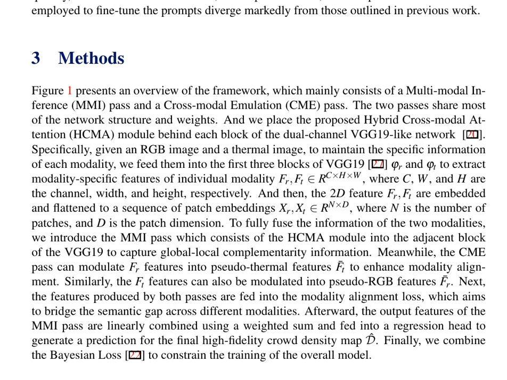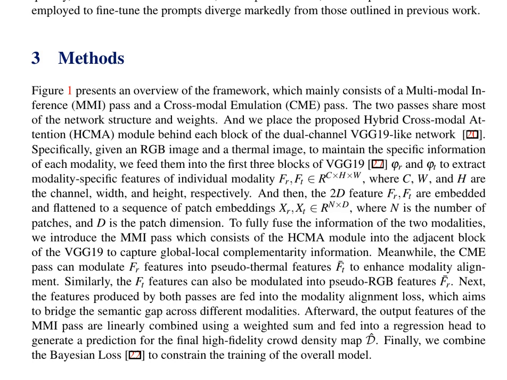The hybrid cross-modal attention (HCMA) module is placed behind each block of the dual-channel VGG19-like network. The framework takes an RGB image and a thermal image as input, feeding them into the first 3 blocks of VGG19 to extract modality-specific features. These features are then embedded and flattened to a sequence of patch embeddings. The MMI pass, which includes the HCMA module, is used to capture global local complementarity information. Meanwhile, the CME pass modulates features from one modality into pseudo-features of the other modality to enhance modality alignment.